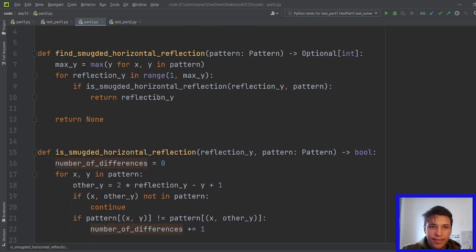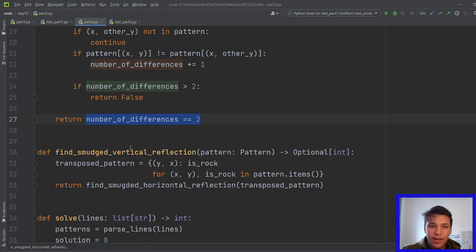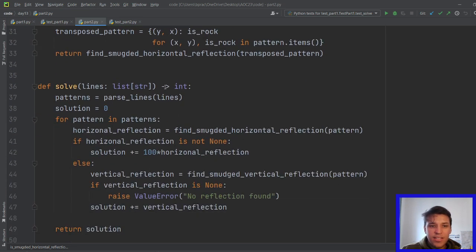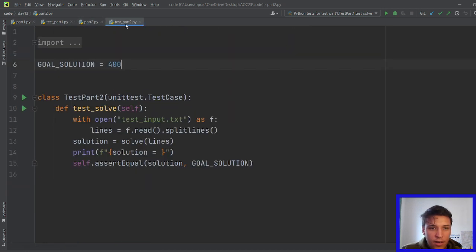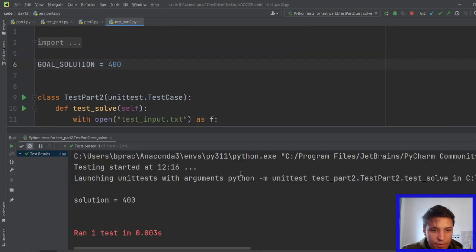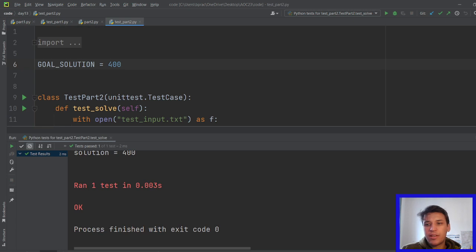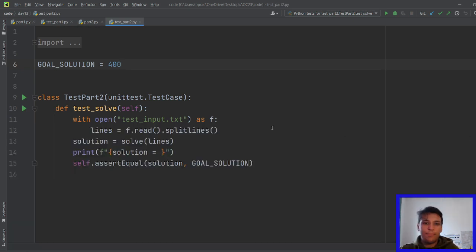Yes, so with that we can find the smudged horizontal reflection. We can again do the same trick as before to find the smudged vertical reflections. And then we can solve the problem by again going through all the patterns, trying to find horizontal reflection and otherwise trying to find vertical reflections. We should also run it on the test input. So if we do that, that looks good. So that gives us the right solution. On the real input it also turns out it gives us the right solution.